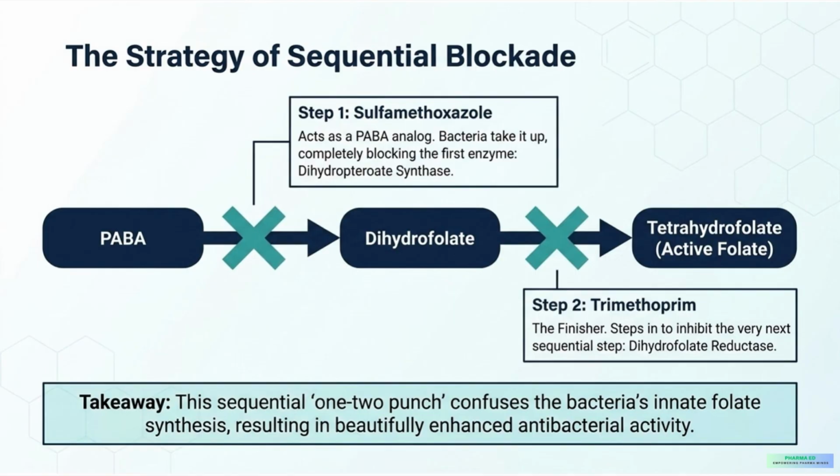So the bacteria get confused, they take up the sulfamethoxazole instead, and boom, the first enzyme, dihydropteroate synthase, is blocked. Then trimethoprim steps in to inhibit the very next step, dihydrofolate reductase. It's a brilliant 1-2 punch in medicinal chemistry that gives us beautifully enhanced antibacterial activity.